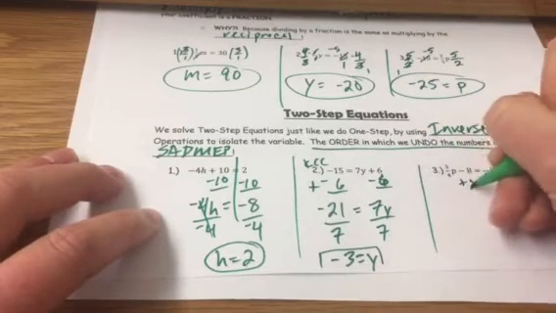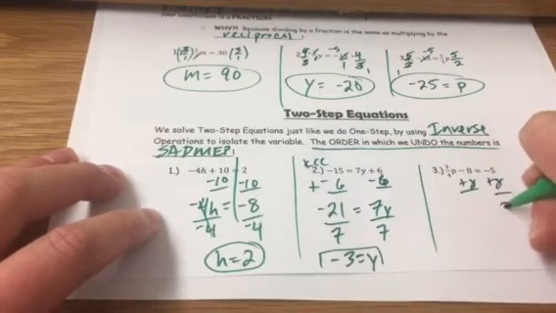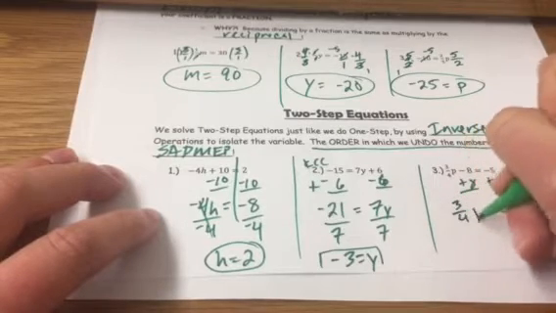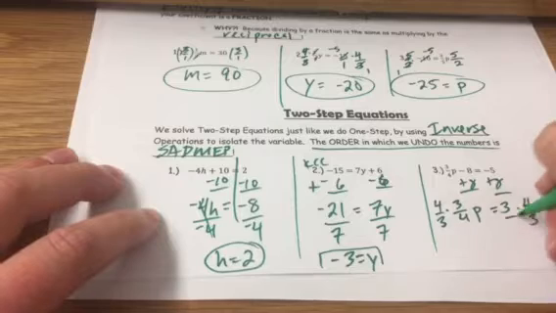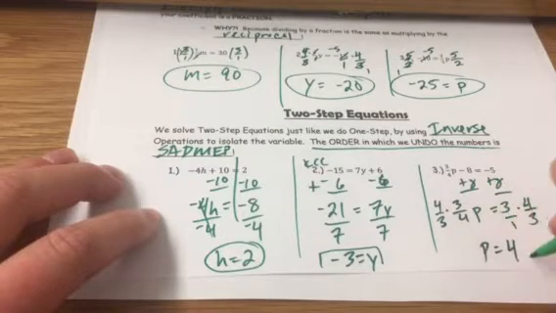And lastly, we've got add 8 to both sides. We get 3 is equal to 3/4 p. Multiply by 4/3, multiply by that reciprocal. And p is equal to 4.